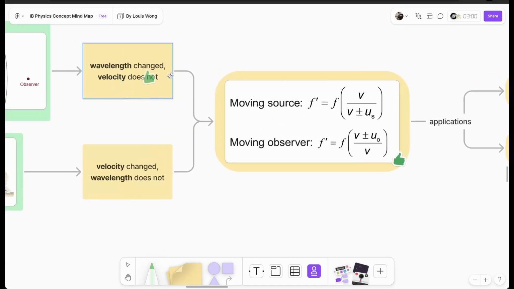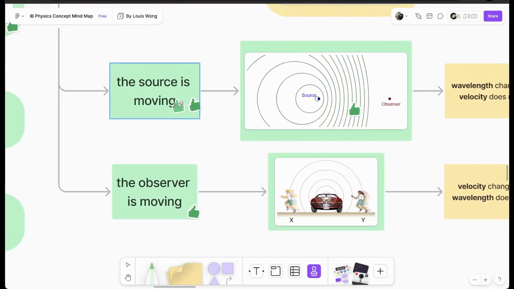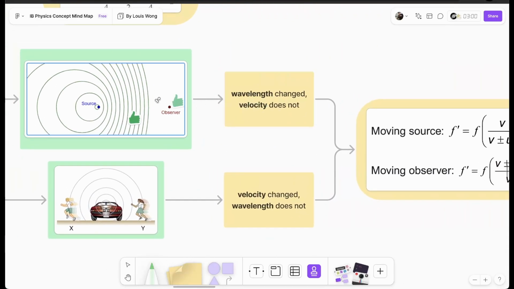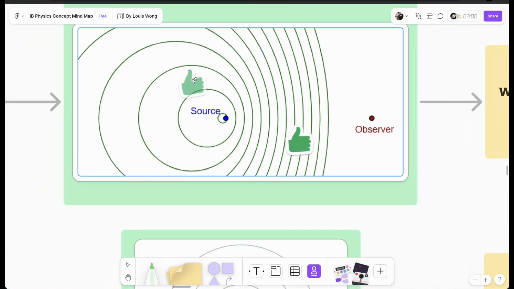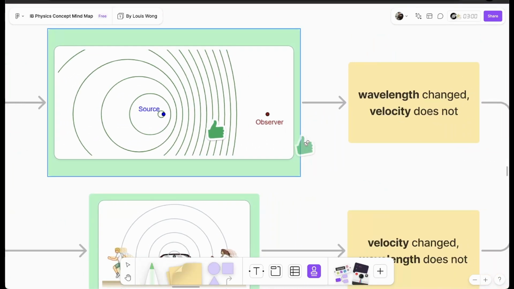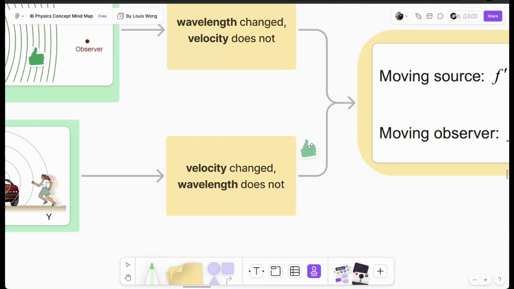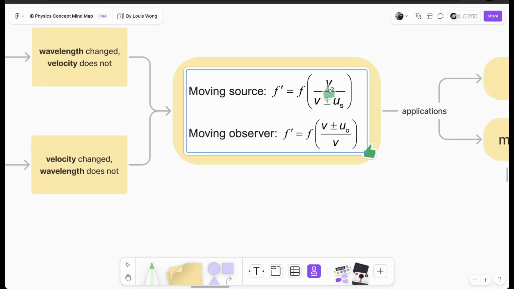The way that you can derive it is by understanding that when the source is moving, the wavelength changes. I mean, come on, it's very obvious, the wavelength changes. But the velocity does not. The wave is still coming to you as it normally is, perhaps 330 meters per second. So with that, you can deduce the first equation.